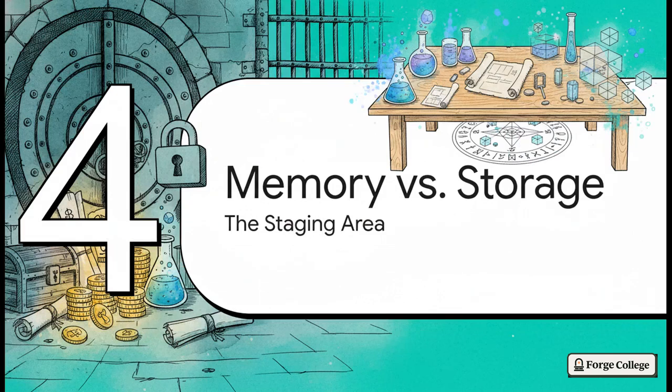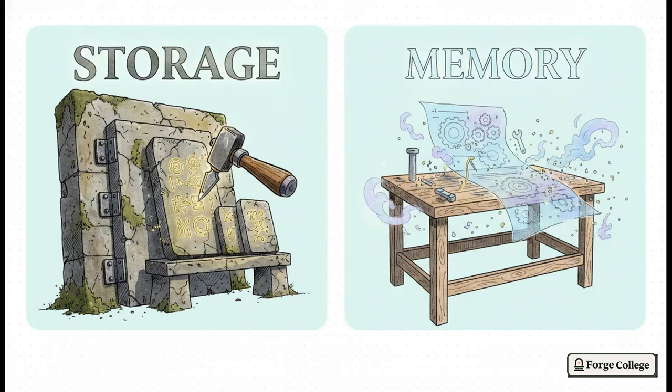Section 4, memory versus storage, the staging area. Now we are shifting gears into one of Solidity's trickiest, but honestly most vital concepts. This is the critical difference between the permanent vault and the temporary workbench. When you define a variable using the storage keyword, you are creating a direct reference to the actual data sitting permanently in the blockchain vault. Any modifications you make will alter the state permanently.